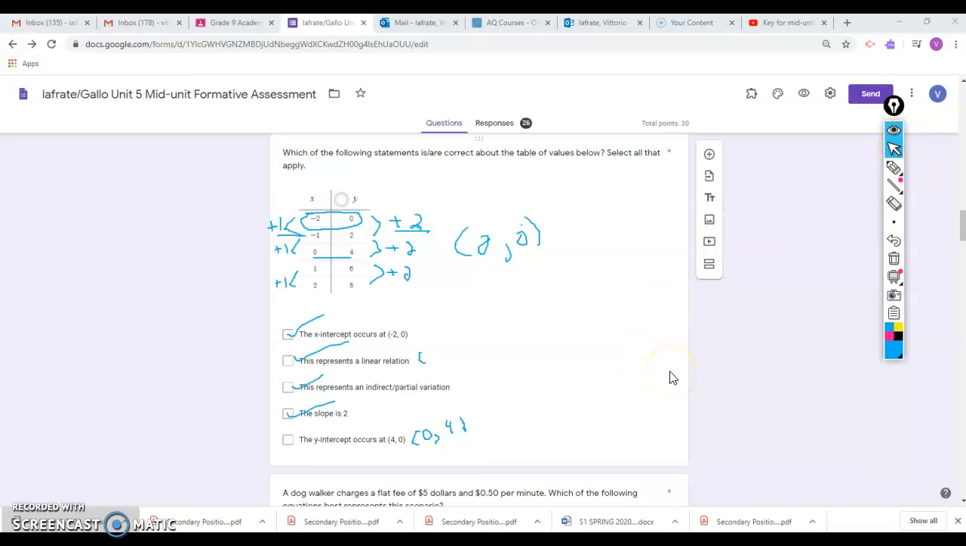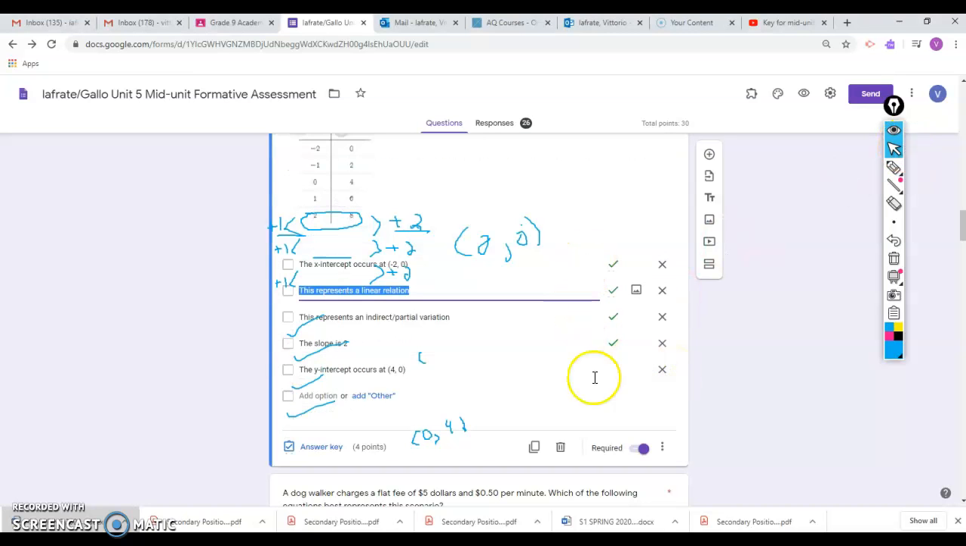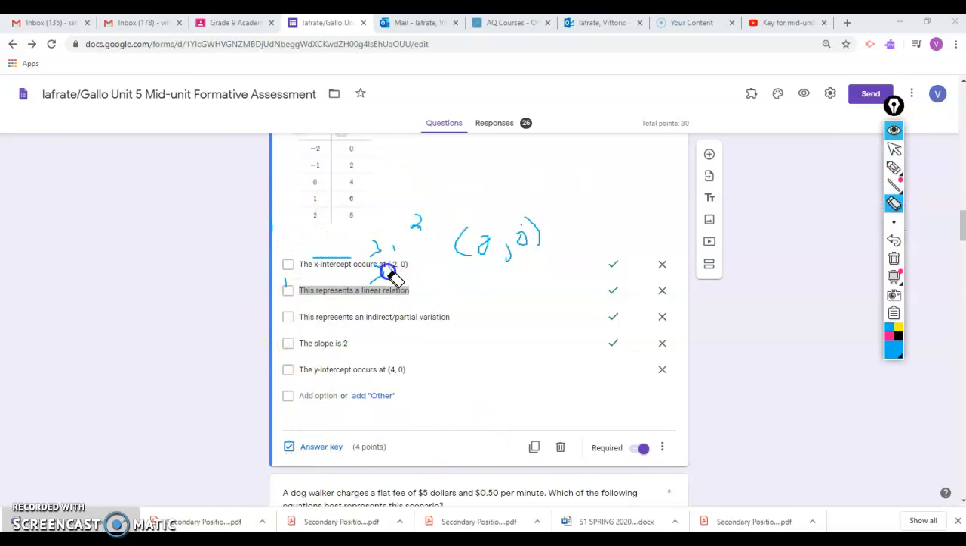So let's see if we had the right answers here. So 4 of them are right, and the only one that was wrong was the y-intercept occurs at 0, 4. All right, I'm not doing too badly at this right now. Okay, so let's erase that and let's move on to our next question.